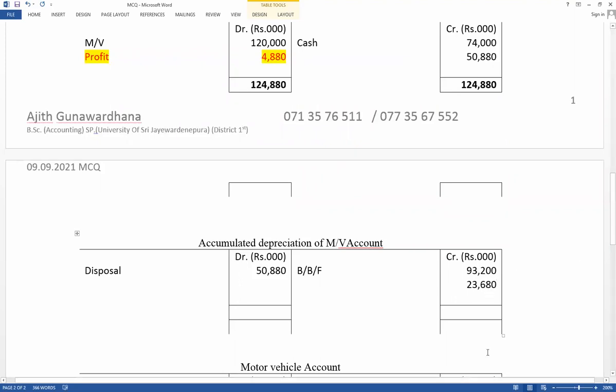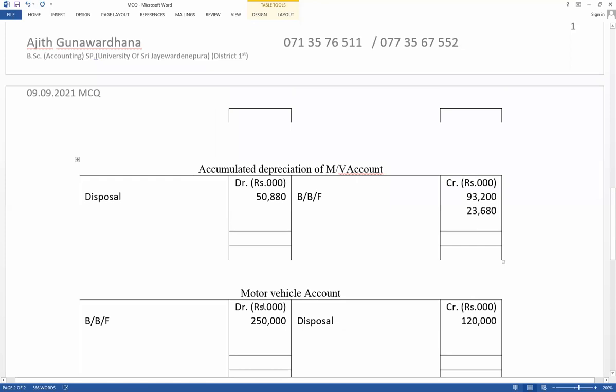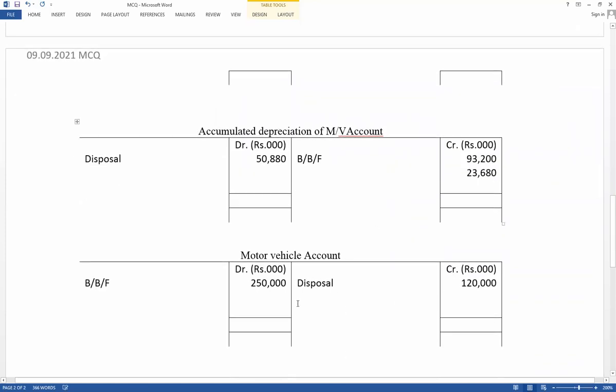Now the accumulated depreciation balance should be carried down. The motor vehicle account balance also carried down. Those are asset accounts. Carry down: motor vehicle debit side increase. Take that value to the credit side. Therefore the difference value equals 130,000. That value should be included in the financial position. Balance carried down, and balance brought forward also the same value. This is what we put when preparing the financial statement.